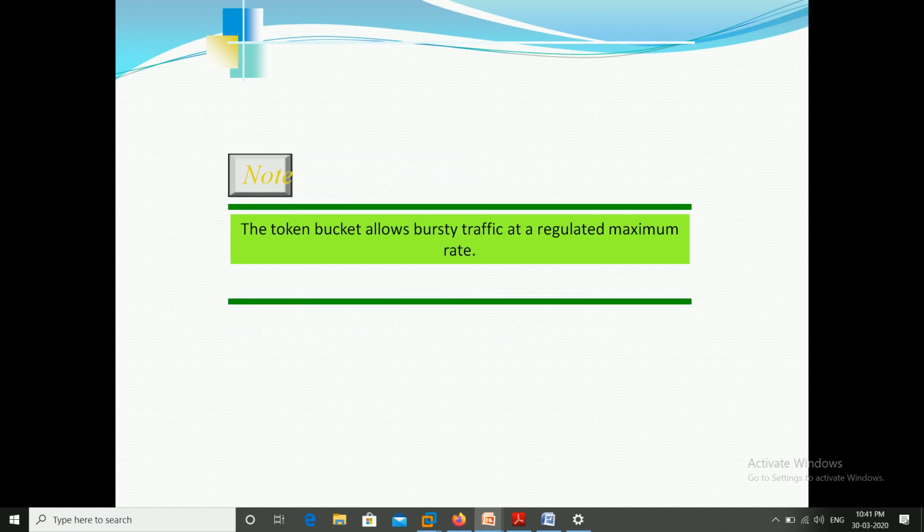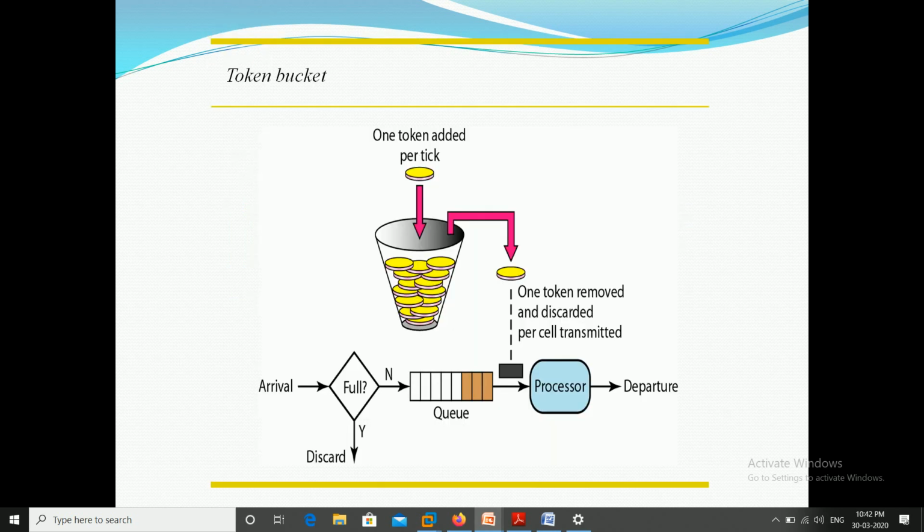Now, this other one, token bucket. Now, what does token mean? We have already discussed token. We have discussed the topology, I hope you remember, token ring. Or in the case of medium access control, we have discussed token. Token is some sort of approval. Somebody has a token, only then they are able to communicate.